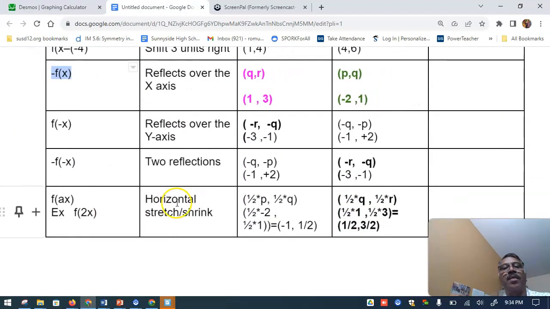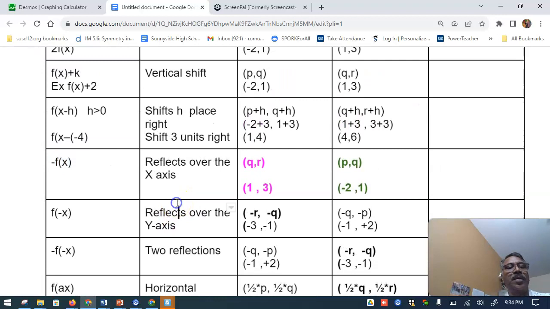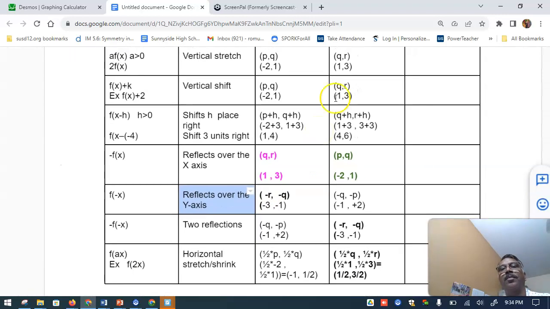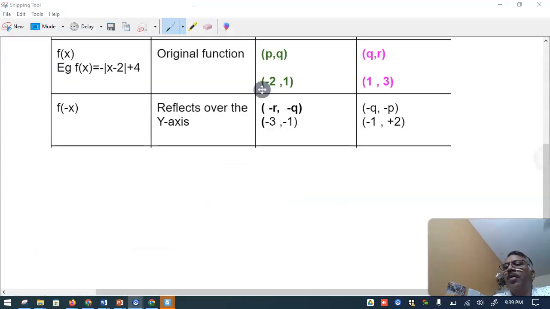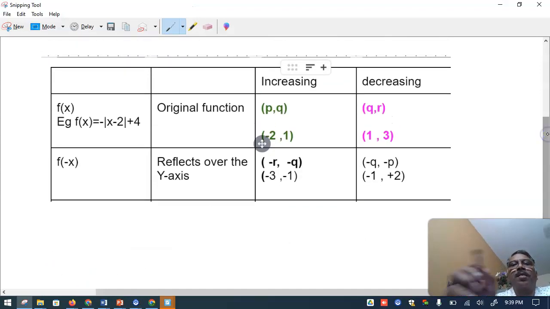So I made a conclusion here that f of -x, here it is. If it is f of -x, it is reflection over the y-axis, and the interval Q to R which you see now becomes -R to -Q. That's like a formula you create. So the conclusion we can make is right here. Look at this. If this is 1 and 3, this becomes -3 and -1.